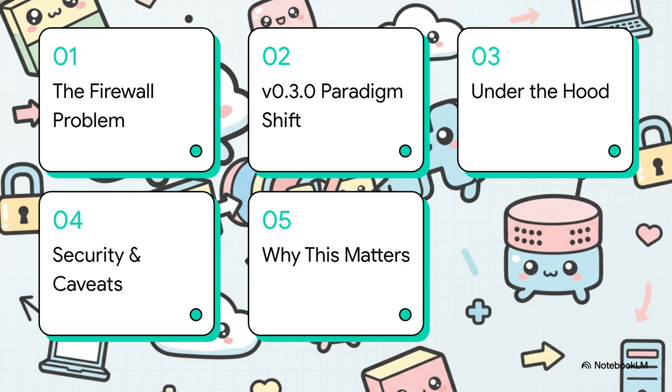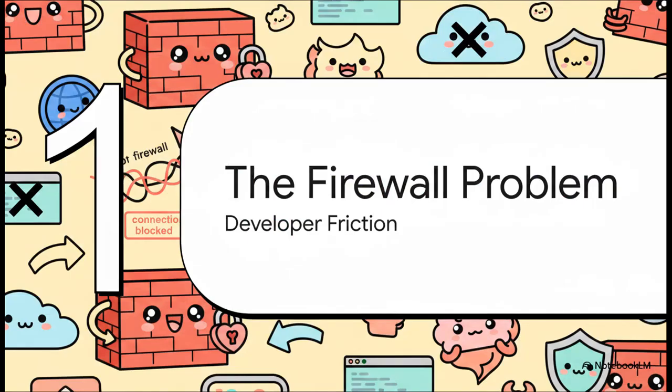Okay, let's dive into this. Here is our quick roadmap for today. We'll start with the firewall problem, look at the v0.3.0 paradigm shift, take a peek under the hood, discuss the security risks and caveats, and wrap it all up with why this matters. Kicking things off with Section 1, the firewall problem.